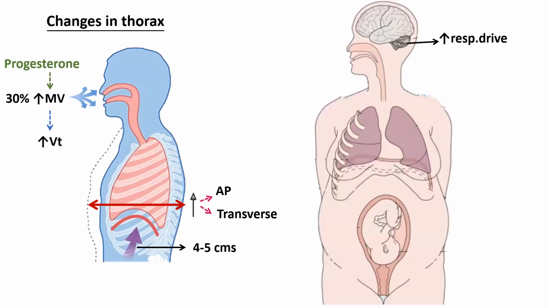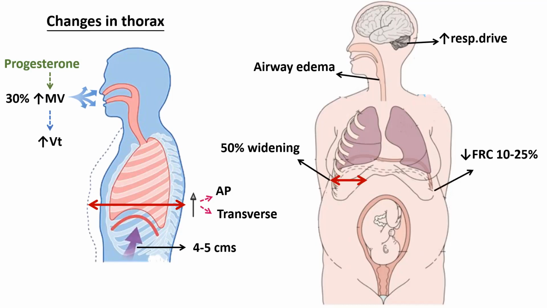And this is again a pictorial representation. There is an increase in the respiratory drive, which makes them a little tachypneic, and carbon dioxide comes down. And there is airway edema that happens in pregnant ladies. And there is a 50% widening of the costophrenic angle that happens. And functional residual capacity decreases by 10 to 25%.